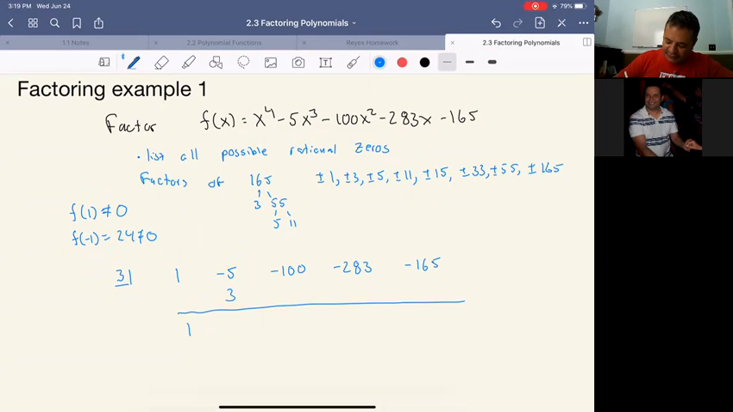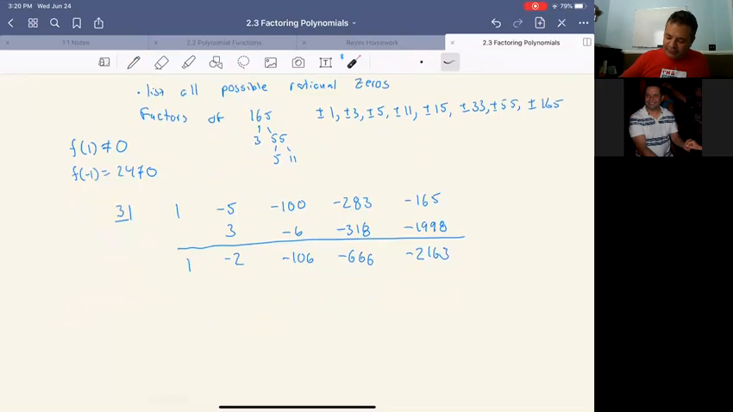So negative 5 plus 3 is negative 2. 3 times negative 2 is negative 6. Negative 100 and negative 6 is negative 106. Negative 106 times 3 is negative 318. At this point, I can see that it's not going to be right. So we get negative 2163. So 3 is not going to work either. It's out.